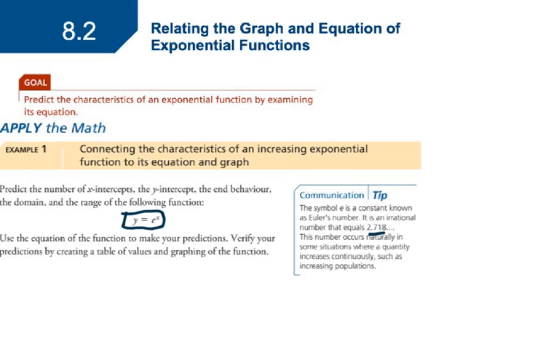But we need to make some predictions. The number of x-intercepts. As we saw in section 8.1, all exponential functions have no x-intercept in the manner that we'll study them. The y-intercept of every exponential function will be at a, the coefficient in front of the function. As you can see, we don't have one written, so that means it must be 1.